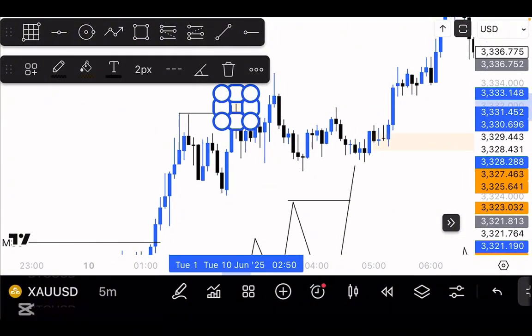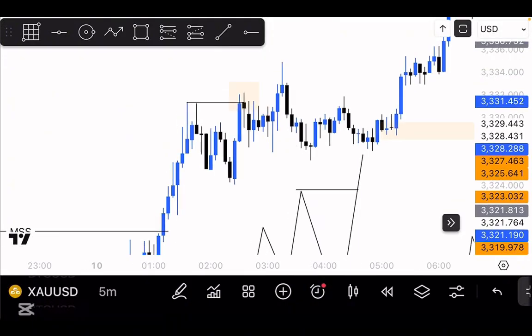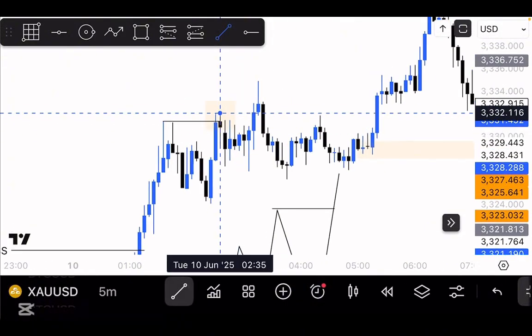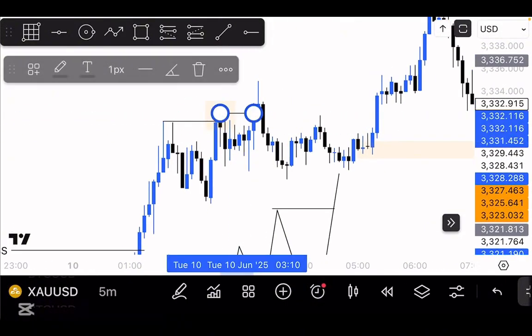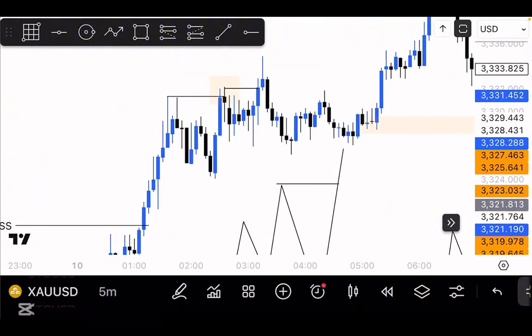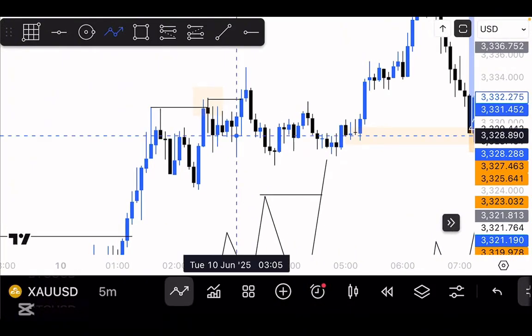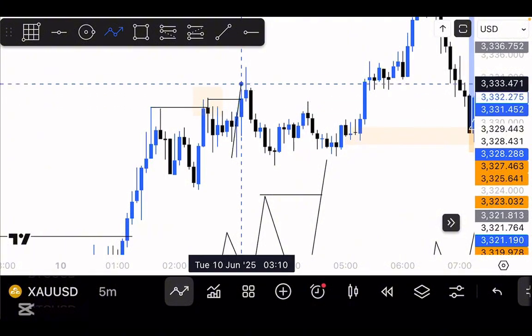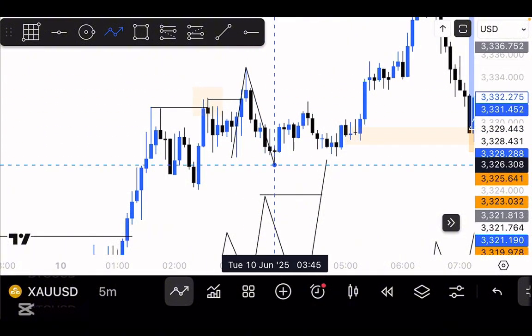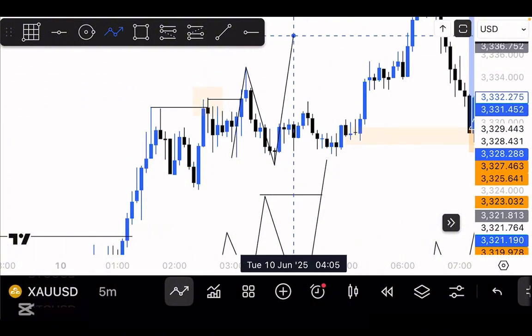So it pushed back down again. Then it came to break this high here. So this is a valid BOS. Alright, so this is a valid BOS. The price pulls back again to sweep this low. It swept this low and broke above.